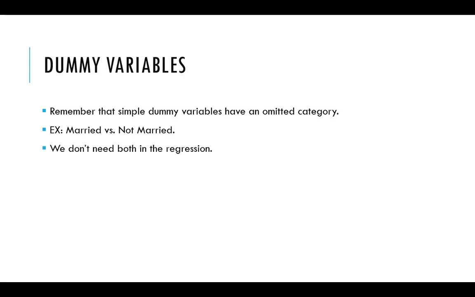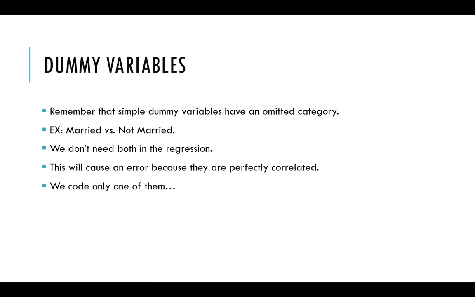But we don't need or want both in the regression. The reason we don't need or want both in the regression, it's going to cause an error. The reason it's going to cause an error is because they're perfectly correlated, right? One is a perfect predictor of the other. If you are married, then we know we can predict exactly what you're going to have in the column for not married, 0. If it's a 1, then we know the other column is a 0. One is a perfect predictor for the other. It's perfectly correlated. Any of your regression packages is going to have a problem.